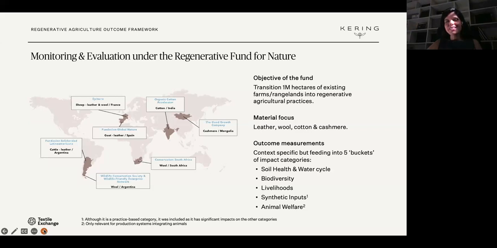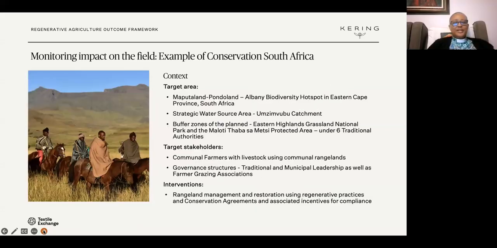And so now, after this introduction, I'm really happy to, as I said at the beginning, hand over to Alice from Conservation South Africa, who will go into a bit more detail on one of the projects that are being supported by the fund in some of our main wool sourcing landscapes in South Africa. So over to you, Alice. Thank you very much. Thanks, Sabrina. I hope you can all hear me clearly.